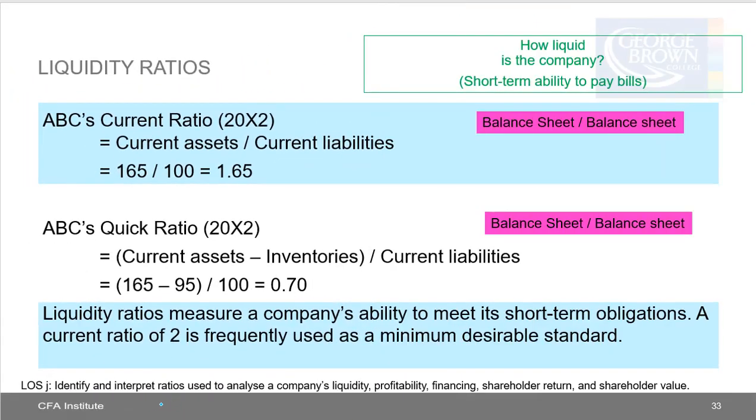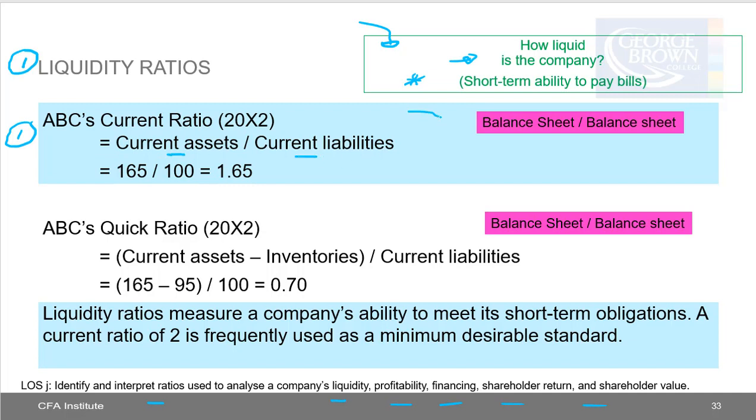So moving on now to learning outcome statement J, which is identify and interpret ratios used to analyze a company's liquidity, profitability, financing, shareholder return, and shareholder value. So we're starting with the liquidity ratios. And recall that liquidity ratios are answering the question, how liquid is the company? And it's the short-term ability to pay bills. Okay, so there are 2 ratios that we're going to look at. The first one is the current ratio. And as I mentioned, a ratio is just one number divided by another. The formula for the current ratio is current assets divided by current liabilities.